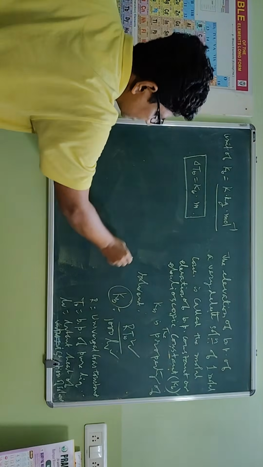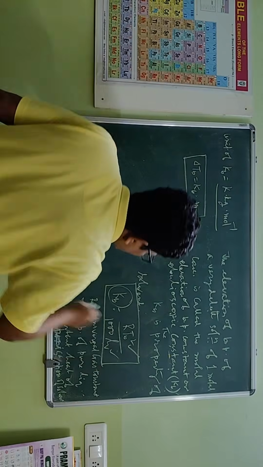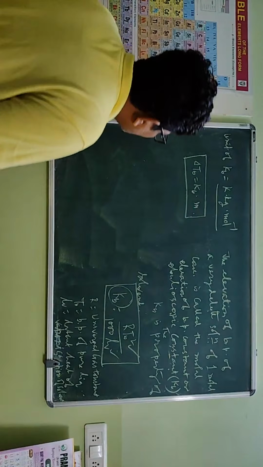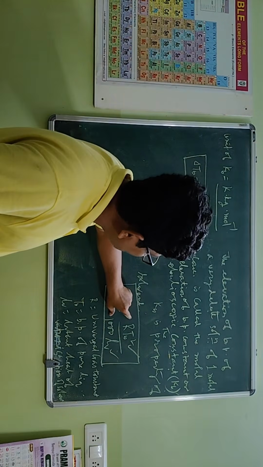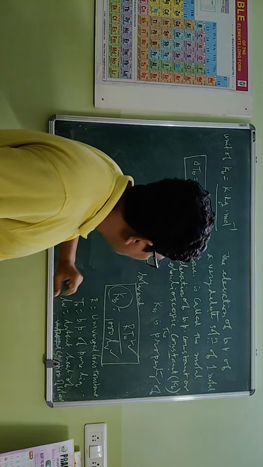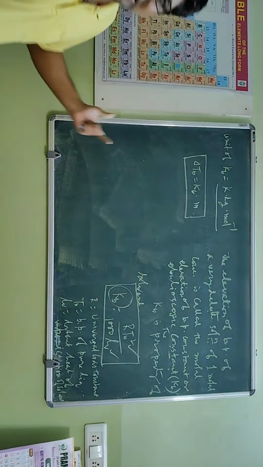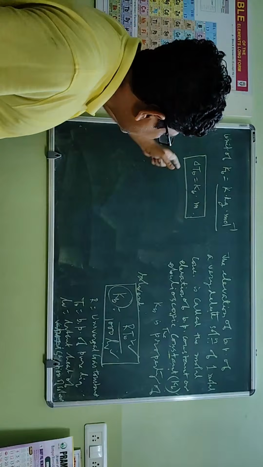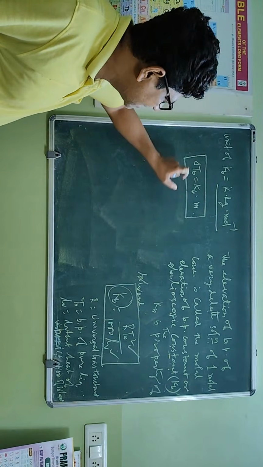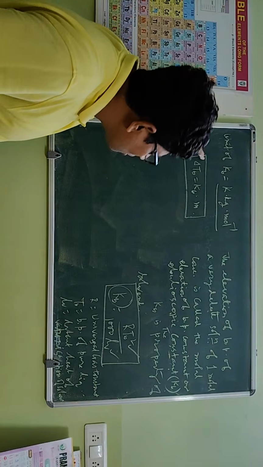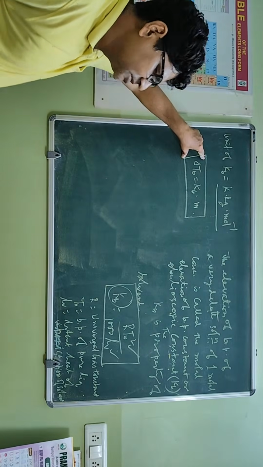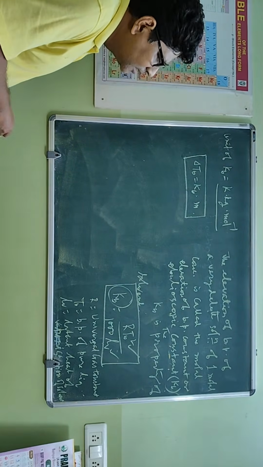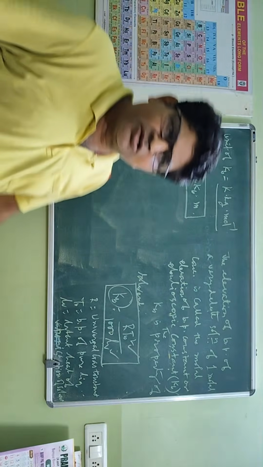And here we also mentioned the relation of Kb with the properties of the solvent, R Tb square by 1000 Lv. If we want to know from where this relation is deduced, we have to consider a thermodynamic criterion. Thermodynamically, we can prove this. That means the statement of Raoult's law can be proved with the help of thermodynamic study. So this is related to elevation of boiling point.